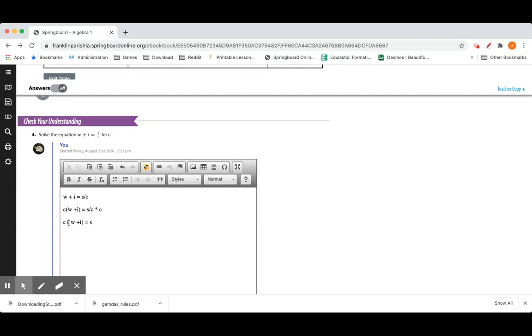Now, I want C by itself, so I need to get rid of this part. So we're going to divide both sides by what's being multiplied times C, W plus I. Okay, this W plus I divided by W plus I, that'll become 1 and go away, leaving us with just C, and we're left with S divided by W plus I. It does look confusing, but just remember, whatever your variable you're not worried about, you just treat it like it's a number. And you can do to it all things that you can do to numbers.